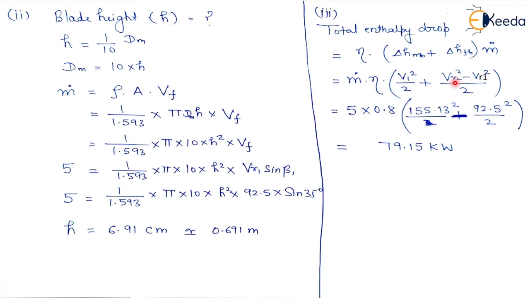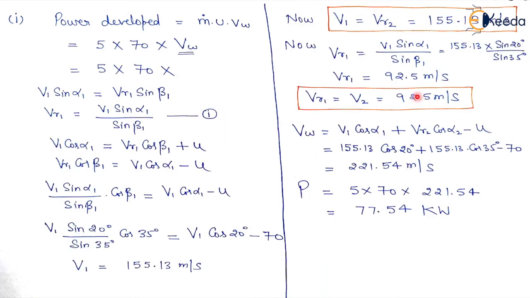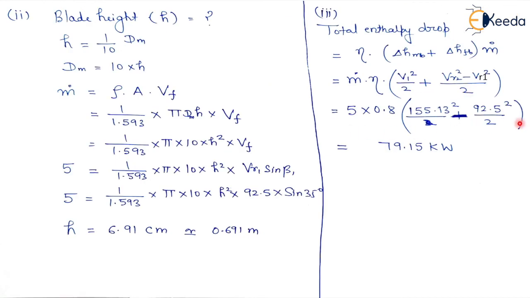And VR2 is equal to V1 in this case. If I solve, I'll get V1 square by 2 plus V1 square by 2 minus VR1 square by 2. So VR2 is equal to V1. So V1 square by 2 plus V1 square by 2 will be equal to V1 square. So I have written V1 square minus VR1 square by 2. All these values we got, VR1 is 92.5 and V1 is equal to 155.13. If I solve this equation, we will get 79.15 kilowatt.